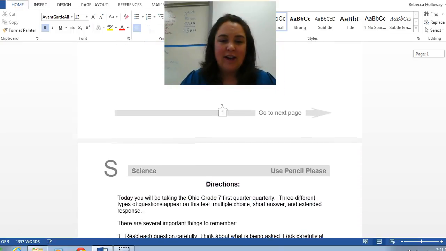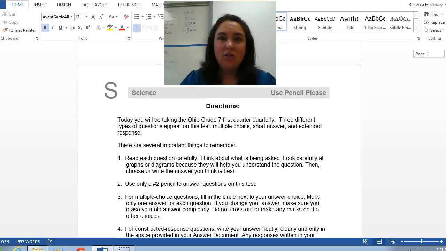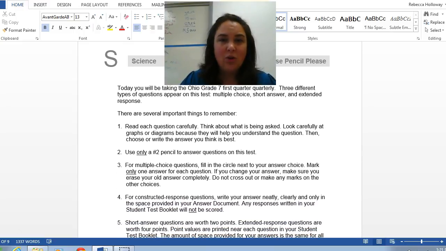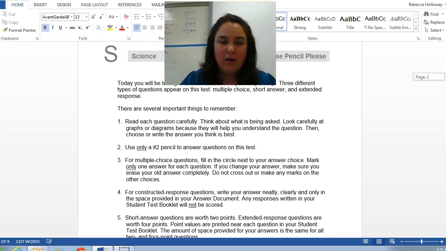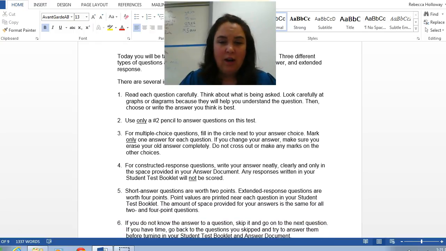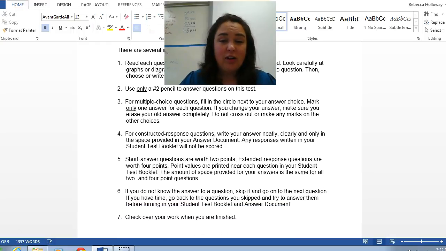As you scroll down here, you can actually see the directions. Hopefully I've gone over those all together. You're looking at making sure that you listen and read carefully. You're using the appropriate pencil. We are using those blue scans. Multiple choice questions, definitely circle your answer choice and only mark one answer. Constructive responses, I don't think there are any in this, but if there are any, definitely make sure that they're on a separate sheet of paper.